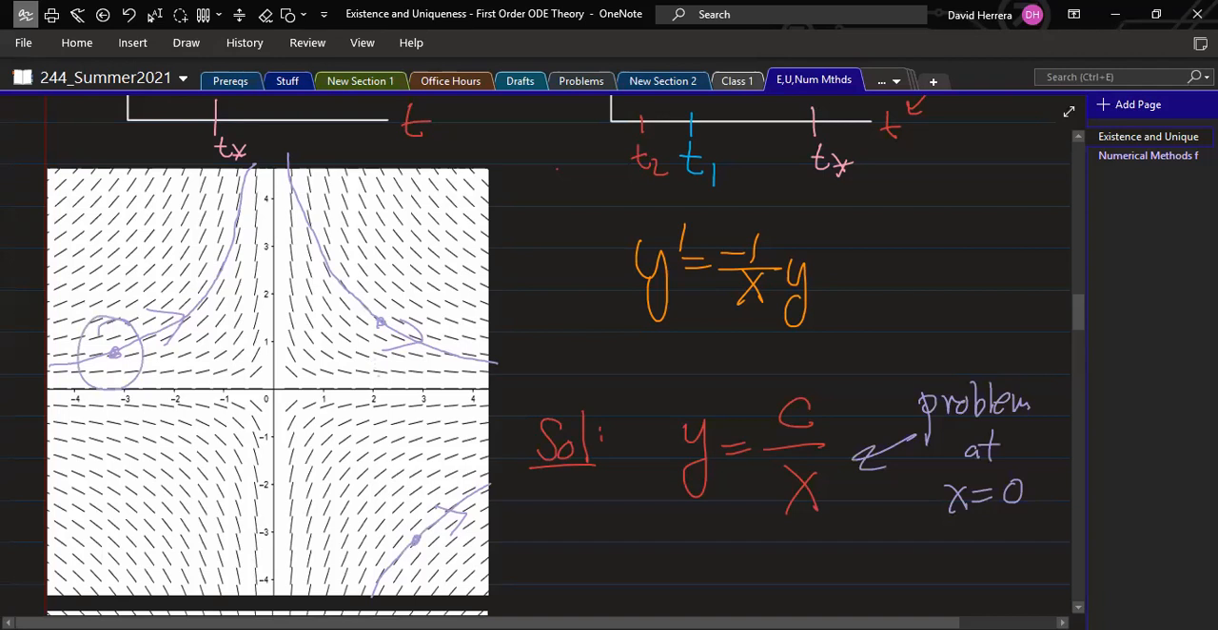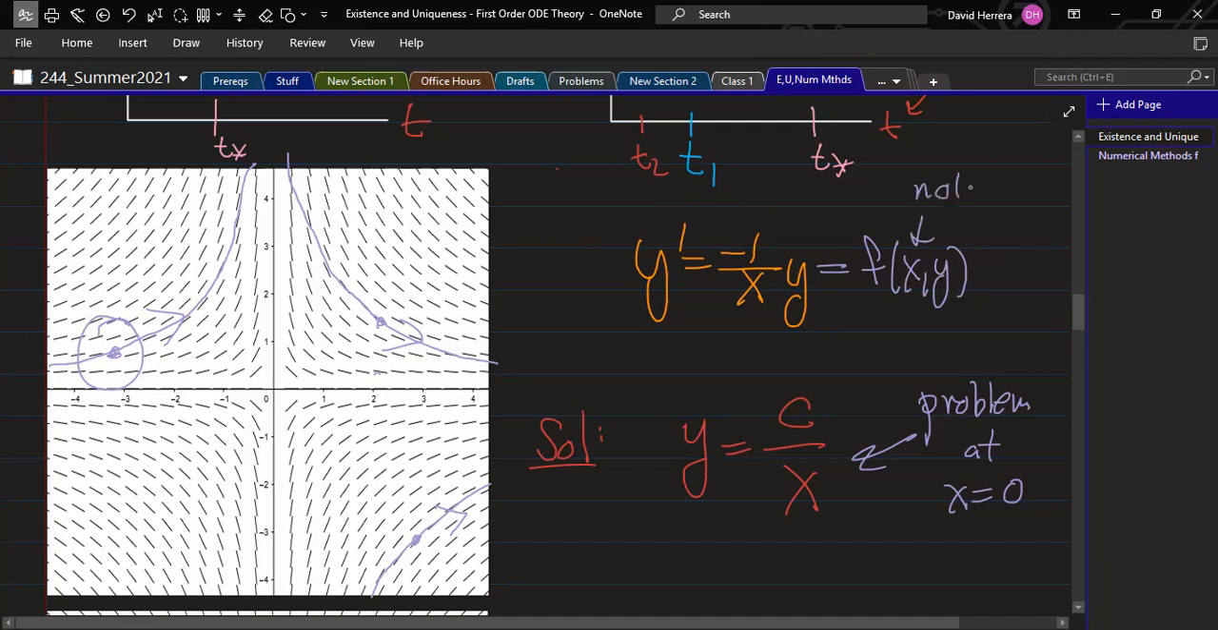The same thing here. If you start here with initial condition 2, you can walk forward as long as you like. But when you walk backward, you're going to have problems at 0 because the function blows up. The same thing with the other initial condition. So what you see is that at x equals 0, there's a problem. But this x equals 0 problem can be seen from the differential equation itself. This right here is f of x comma y. And then there's a problem.